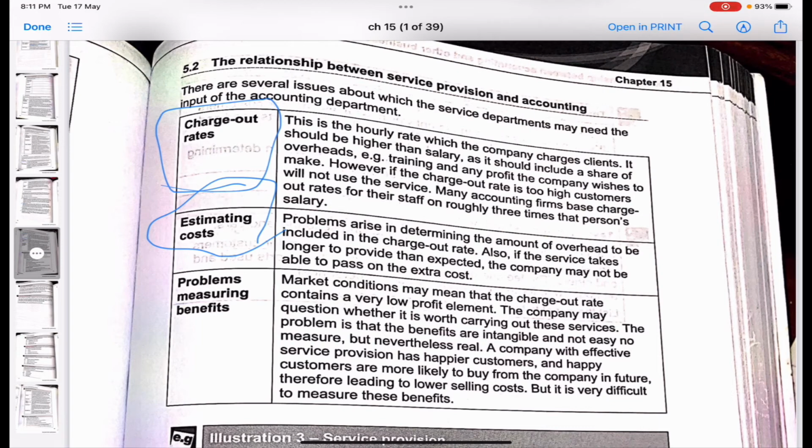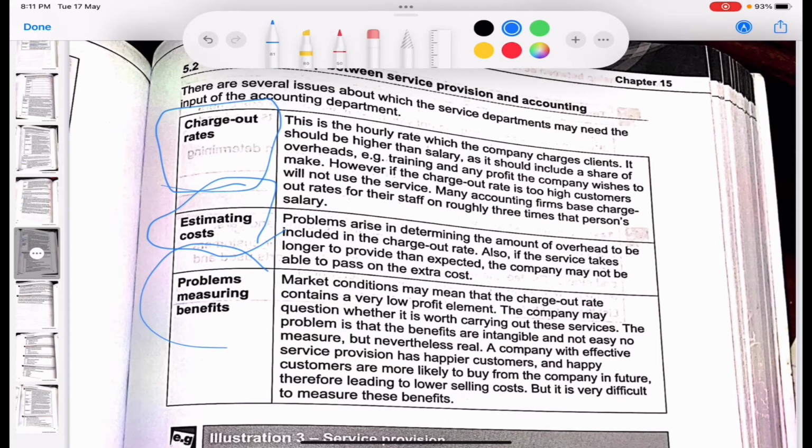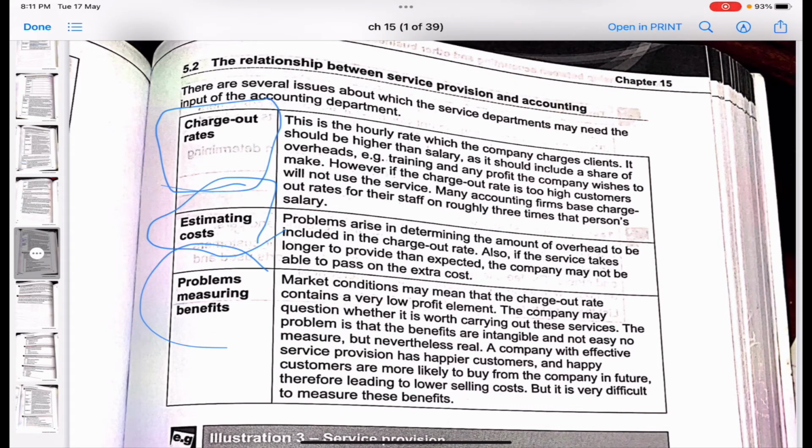And then we have the problem of measuring benefits. Market conditions may mean that the charge out rate contains a very low profit element. Such a situation can occur in the market. So, the company may question whether it is worth carrying out these services. The problem is that the benefits are intangible and not easy to measure, but nevertheless real. Even though the services are real, we're not really able to measure the benefits in exact value.